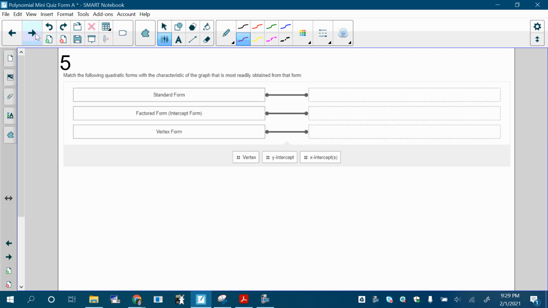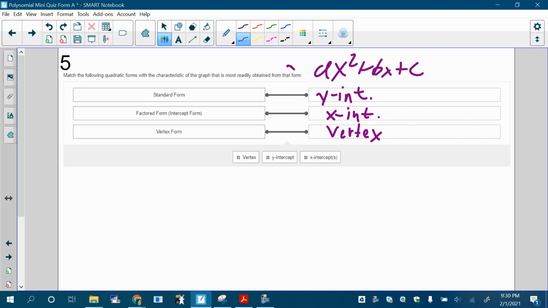Cool. Question 5 here. Just checking that for these different forms of a quadratic, you know what they tell you. Why do they call it vertex form? It tells you the vertex. Factored form tells you the x-intercepts. You've emphasized that idea a lot. Factors tell you x-intercepts. That leaves standard form telling you the y-intercept. Remember, when you have standard form, it looks like this: ax squared plus bx plus c. That number at the end, that constant that has no x attached to it, that's the y-intercept always.